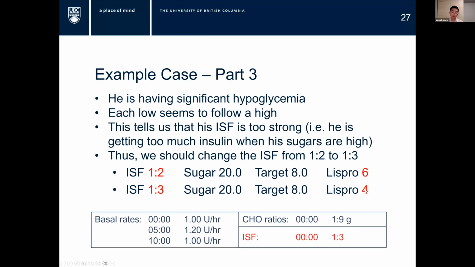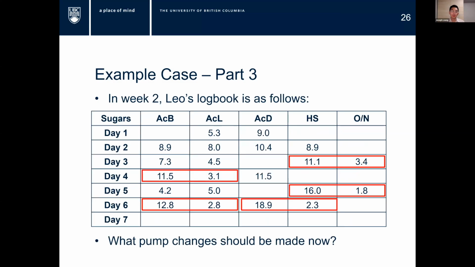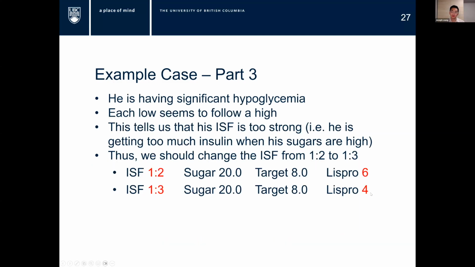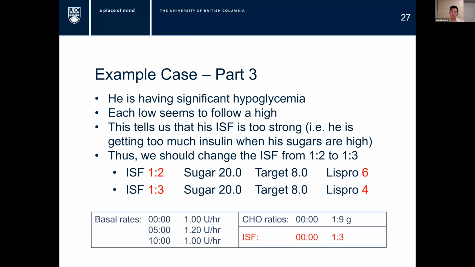So this is one of the things that we might recommend: we're going to now change that ISF to 1 to 3 for the whole day. And the reason why we did it for the whole day is because if we go back and look at the blood sugar readings here, these lows that happen after every high actually happen throughout the day here. So that's why we're changing the ISF for the whole day.